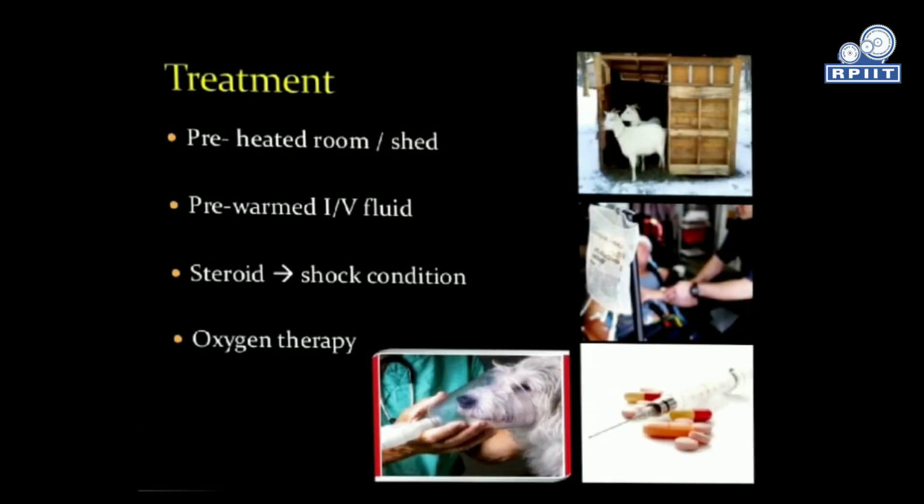And finally, death. The treatment of hypothermia is a preheated room, like shedding, and pre-warmed IV fluids. Next, steroids for shock condition. Next, oxygen therapy.